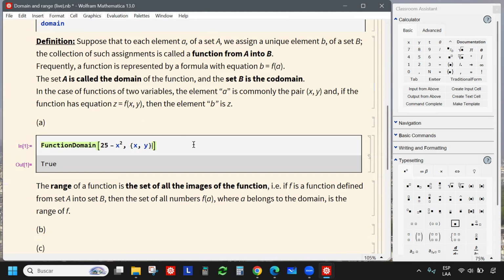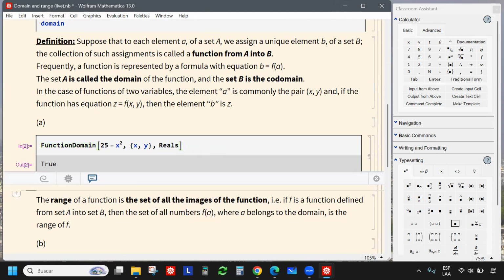reals after the variables. Remember that in the definition Mathematica gave us in the documentation center, we had the first argument, the function, then the variables, and then DOM. Well, it is not necessary to write reals because by default, Mathematica works under reals. But if you type it, you see it is the same.